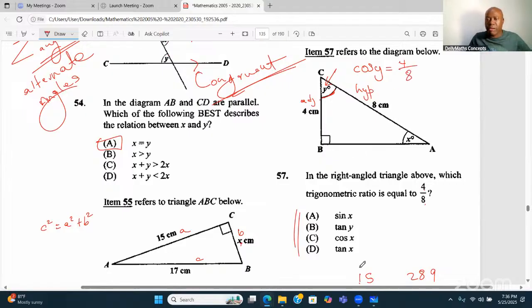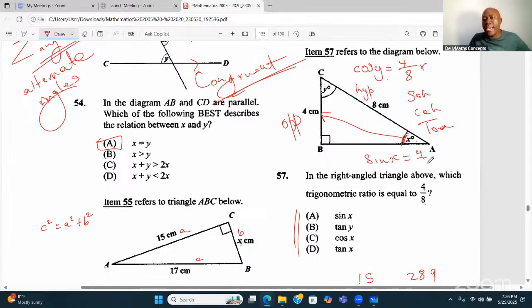But that's not here. So you realize that this is not there, so I'm going to have to view this from the other angle. Now we're going to view it from where x is, because I'm not seeing cos y there. If I go to x, this 4 is now opposite to x. The hypotenuse remains. Remember SOH CAH TOA: the opposite over hypotenuse means the sine of x can also give 4/8.